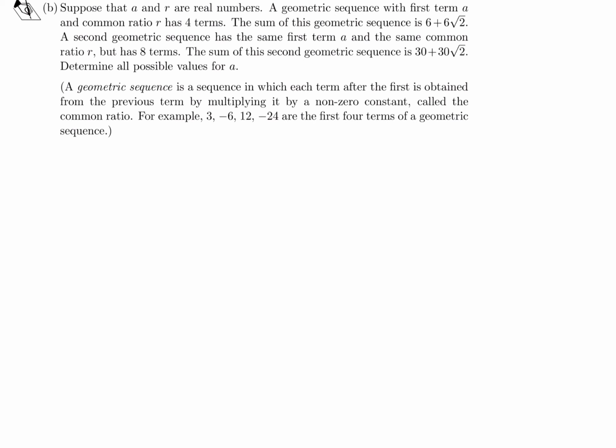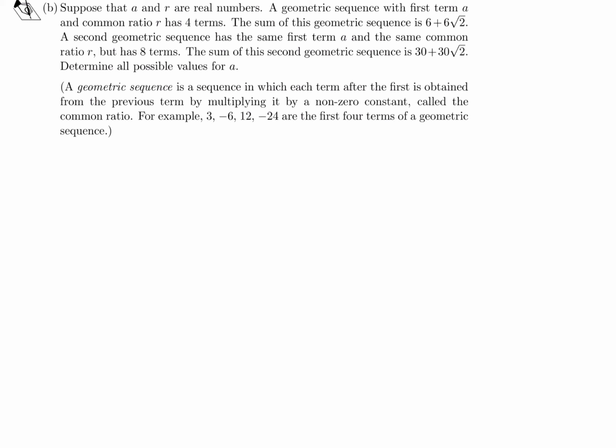Suppose that a and r are real numbers. A geometric sequence with the first term a and the common ratio r has 4 terms. The sum of this geometric sequence is 6 plus 6 root 2. A second geometric sequence has the same first term a and the same common ratio r, but has 8 terms. The sum of this second geometric sequence is 30 plus 30 root 2. Determine all possible values for a.